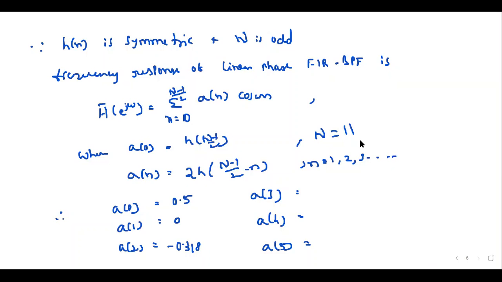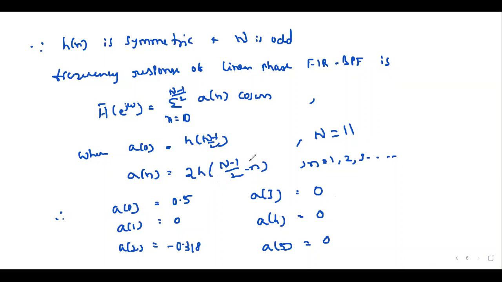Priyanka, what about you? Got the same? Sir, a of 2 is 0. A of 3 is minus 0.6366. A of 4 and 5 are 0, sir. Okay, maybe you are confused with the a of 2 value.